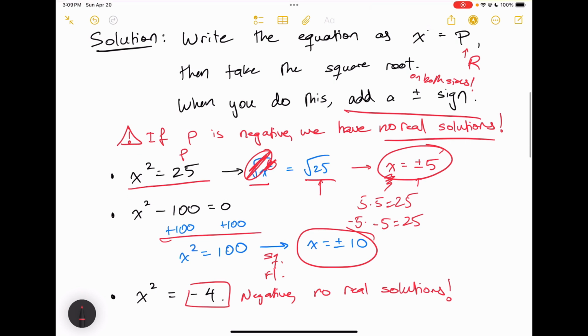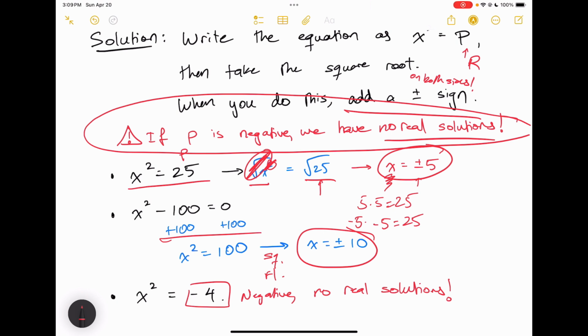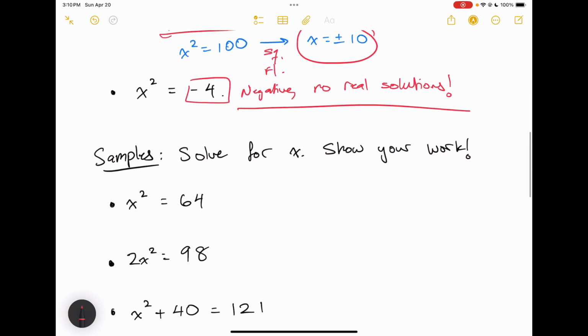The last fully guided example right here is x squared equals negative 4. Remember the disclaimer over here in red with a giant exclamation point that says if p is negative, we have no real solutions. And that's what happens right here. You stop, you say it's negative, so there are no real solutions. Don't abbreviate with R and S. It actually bothers me a little bit.